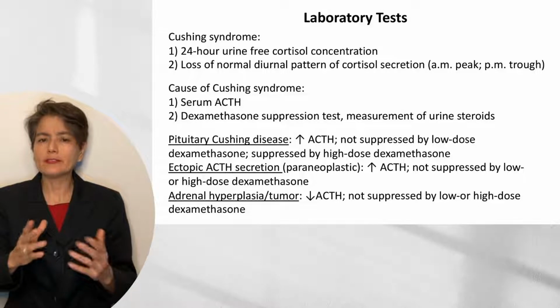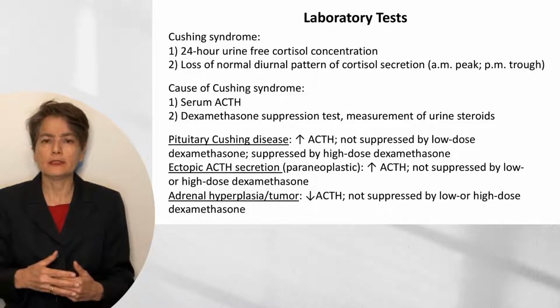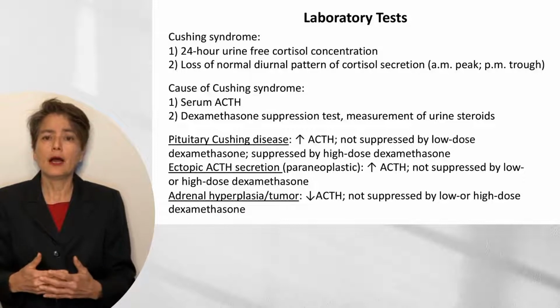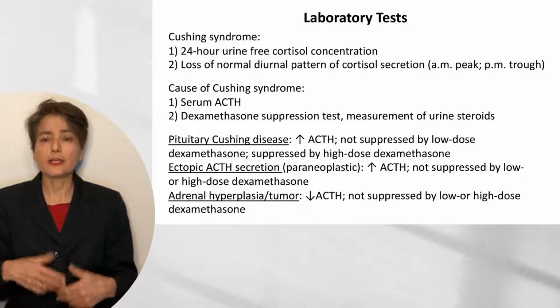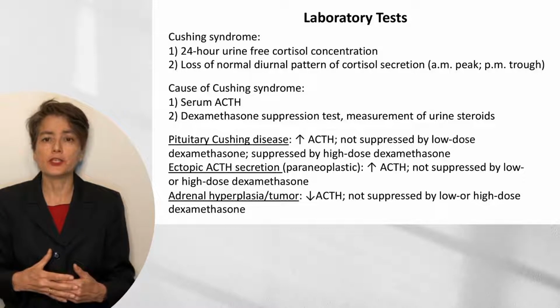But let's just say you have a suspicion that this patient might have Cushing syndrome. The first thing you're going to want to do is a 24-hour urine free cortisol concentration to let you know how much cortisol is being generated.